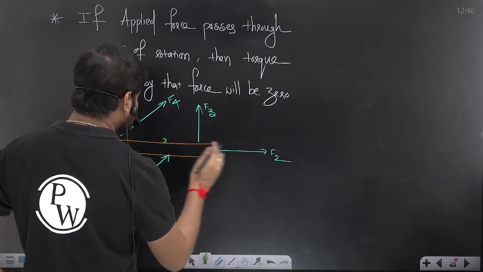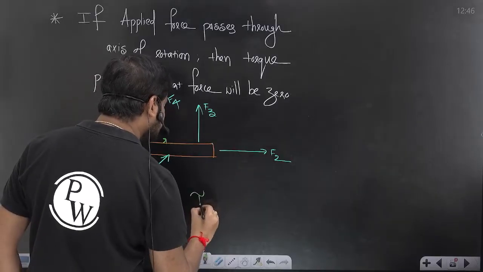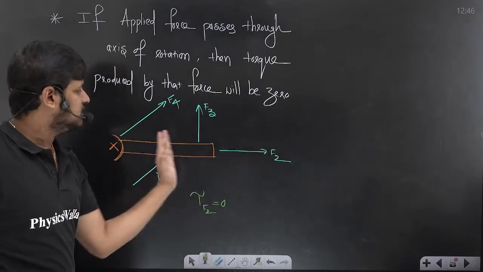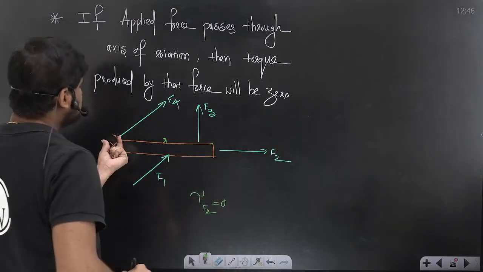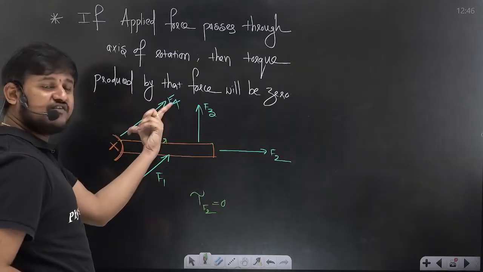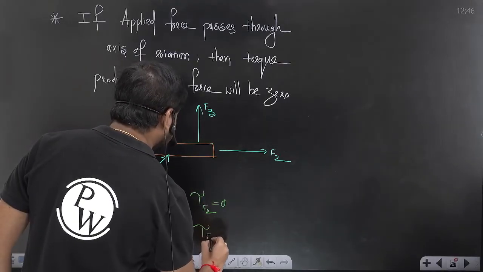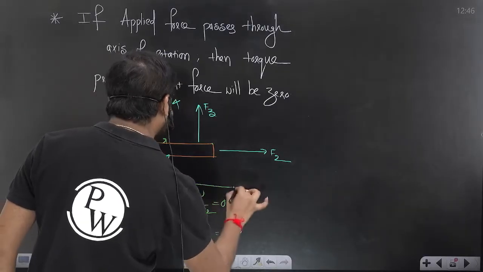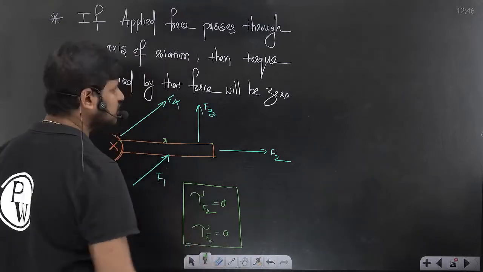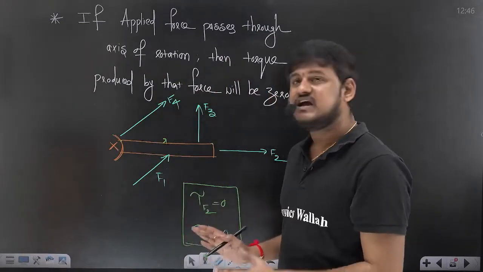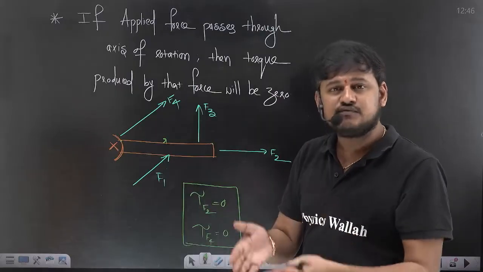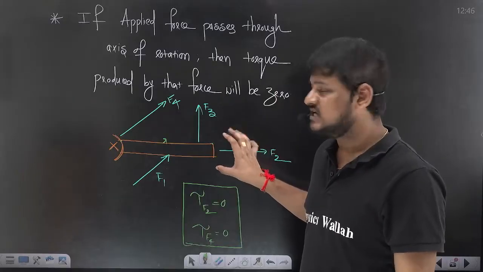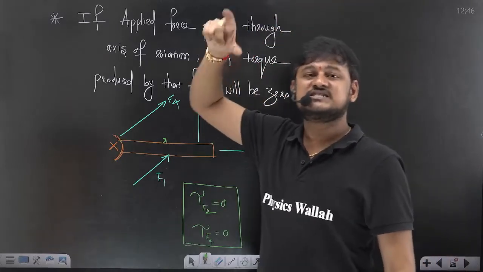Here F2 is parallel to r, so the torque due to F2 will be 0, because it is along the distance only. Then consider F4, guys. F4 is passing through the axis of rotation. This is the axis of rotation. Therefore the torque due to F4 is also 0. Understood the concept? If the force vector is passing through the axis of rotation, or if the force vector is parallel to r, the distance, then the torque produced by such forces will be 0.